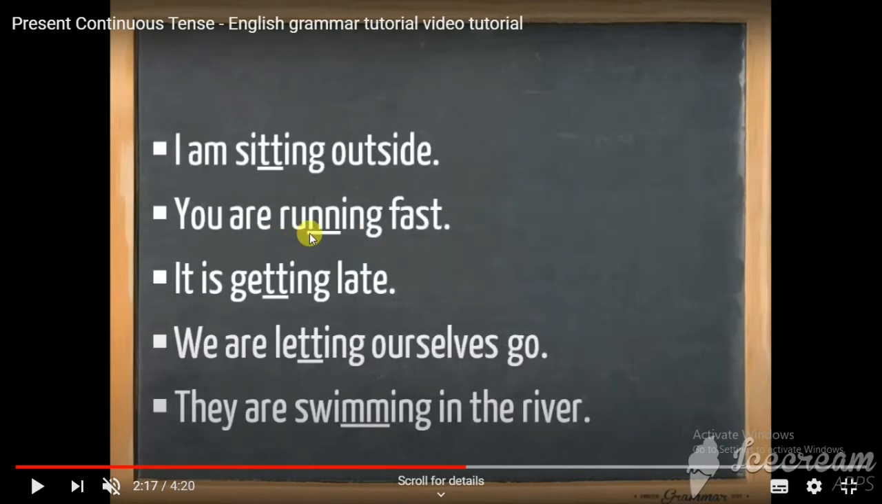You are running fast. Look at the verb running. Consonant, vowel, consonant. So double the last letter, then add ing. It is getting late. CVC. So we double the last letter, then add ing. We are letting ourselves go. They are swimming in the river.